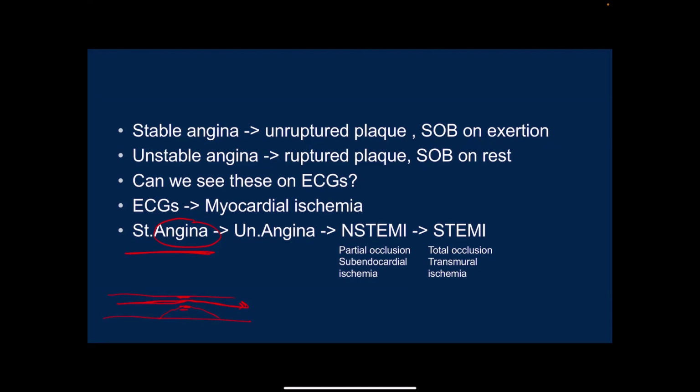When he's moving, symptomatic. That's a stable angina. A stable angina can turn into an unstable angina. The reason we call it unstable is because the symptoms are very unpredictable. It comes suddenly, then it goes away, stuff like that. The reason is because this plaque ruptured, okay?